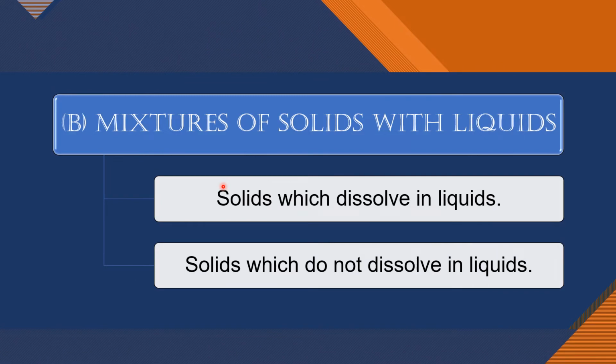Students, as you know, mixtures of solids with liquids can be of two types: solids which dissolve in liquids and solids which do not dissolve in liquids. In the previous session, we had learnt the methods of separating solids which dissolve in liquids, such as evaporation and crystallization. In today's session, we will learn the methods of separating solids which do not dissolve in liquids.